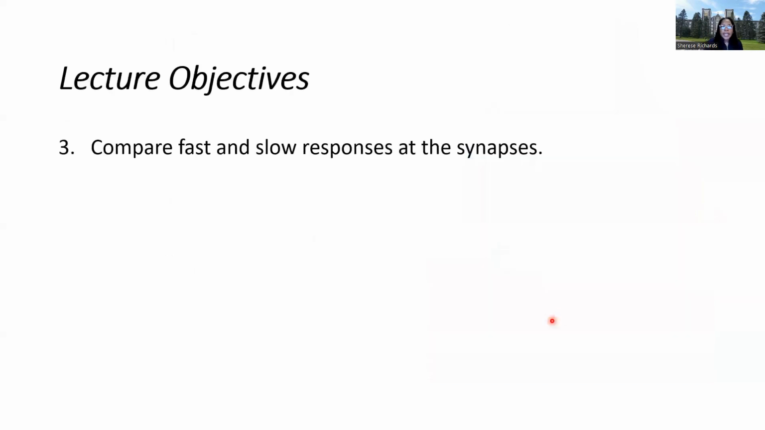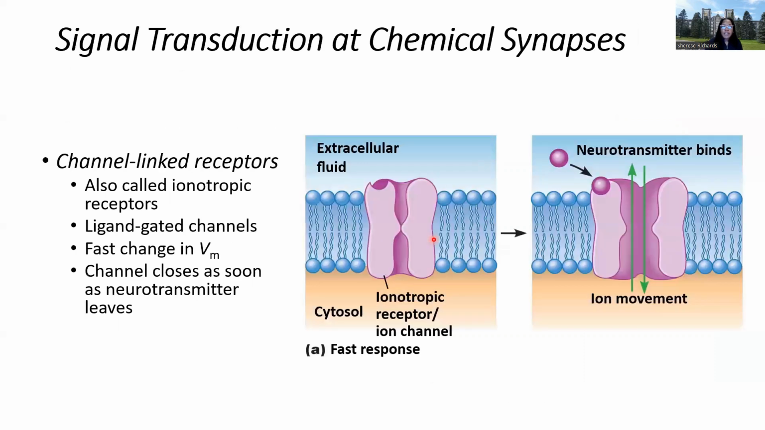All right. Let's begin our third learning objective. So compare the fast versus slow response at the synapse. And again, I talked about this in that illustration. So when the neurotransmitter binds to a receptor on the postsynaptic cell, that can generate two different types of responses. And so we're going to talk about the mechanism that results in the fast versus slow response.